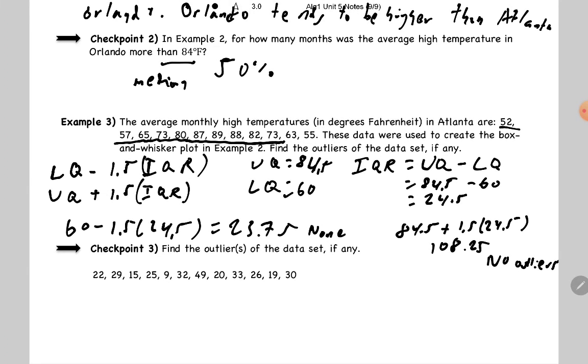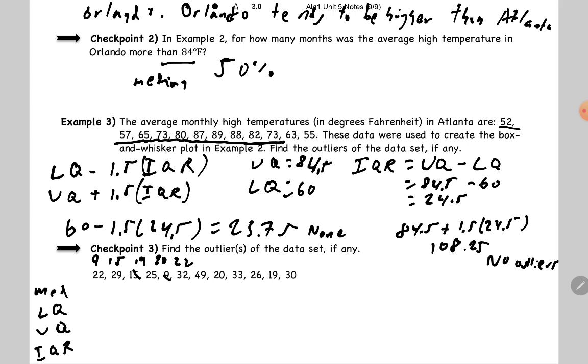So this time we don't have a box and whisker plot, so we need to find our median, lower quartile, upper quartile, and our IQR. Okay, so first thing we need to do is rearrange them. So 9, 15, 19, 20, 22.